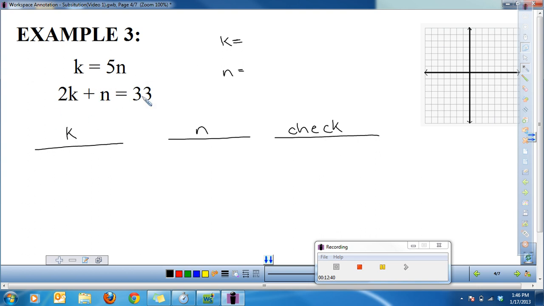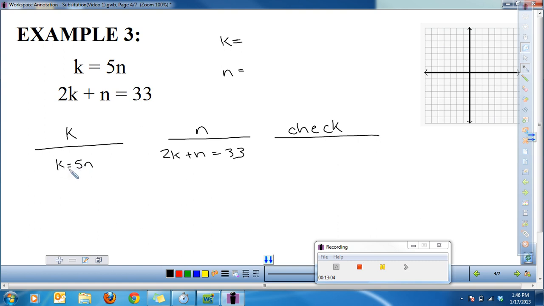So, I'm going to look which of my equations has a variable that's isolated. Well, I see that k equals 5n. The k is alone, so I'm going to go ahead and write that underneath k. K is equal to 5n. I'm going to write my second equation under n. 2k plus n equals 33.